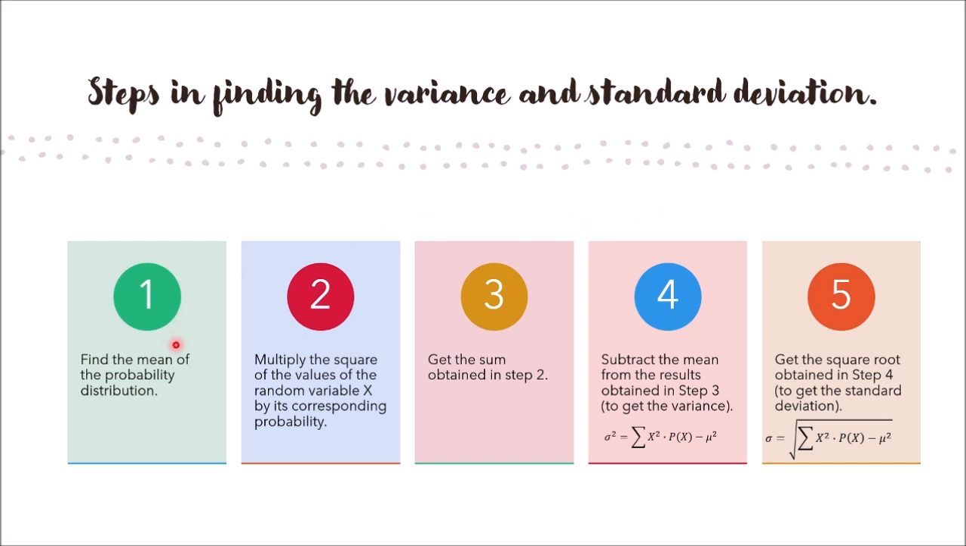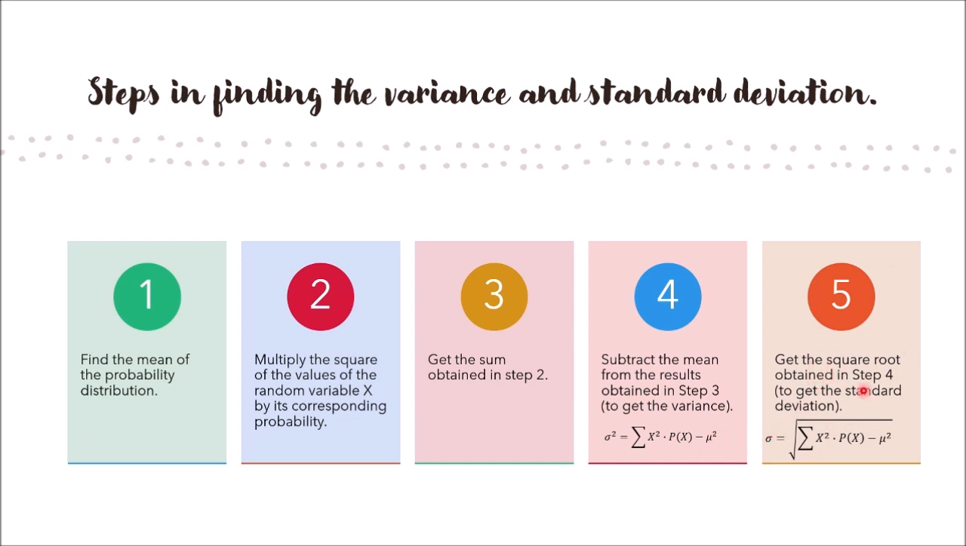The first one is we need to get the mean of the probability distribution, which we have discussed already. Second, multiply the square of the values of the random variable x by its corresponding probability. Then for the third step, we need to get the sum of what we have obtained in step 2. Okay, so here is the finale, how to solve for the variance. We need to subtract the mean squared from the result that we obtained in step number 3. So we will be using this formula: the variance is the summation of x squared times p of x minus mean squared.